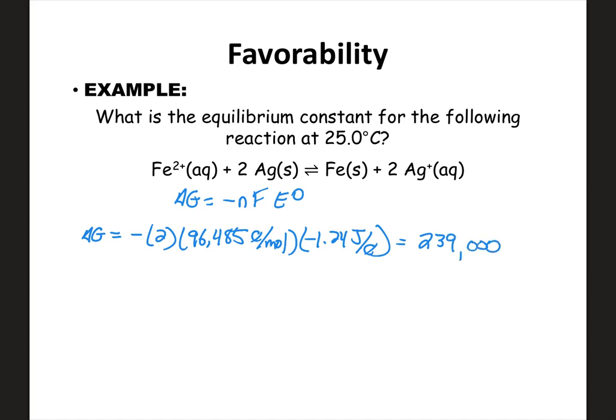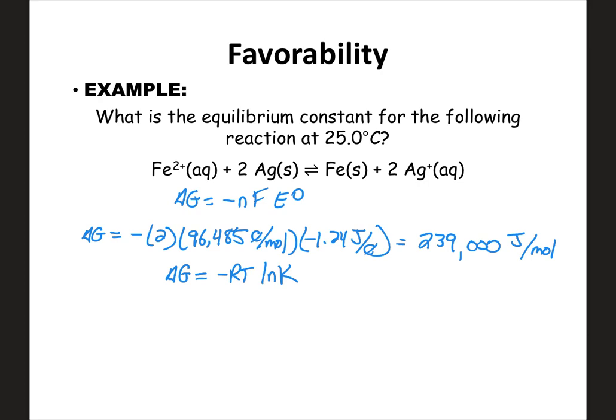239,000. All right, so 239,000 joules per mole. Watch your units here, okay? So this is just my delta G. I haven't gotten to the equilibrium constant. Remember, now you will have to use the negative RT ln K equation. So delta G is equal to negative RT ln of K here.